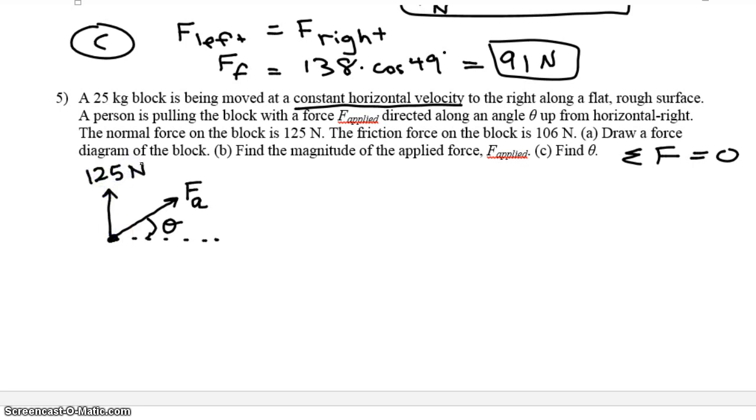The friction force is 106 newtons. We know friction opposes the motion, 106 newtons. And that's all we're told. Step A is to draw a force diagram.